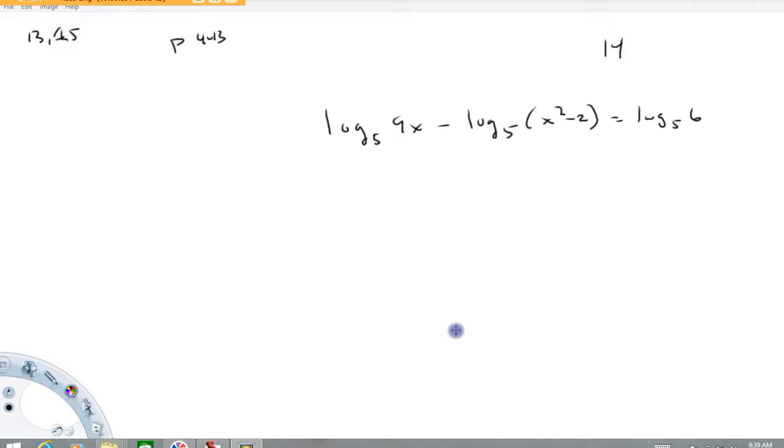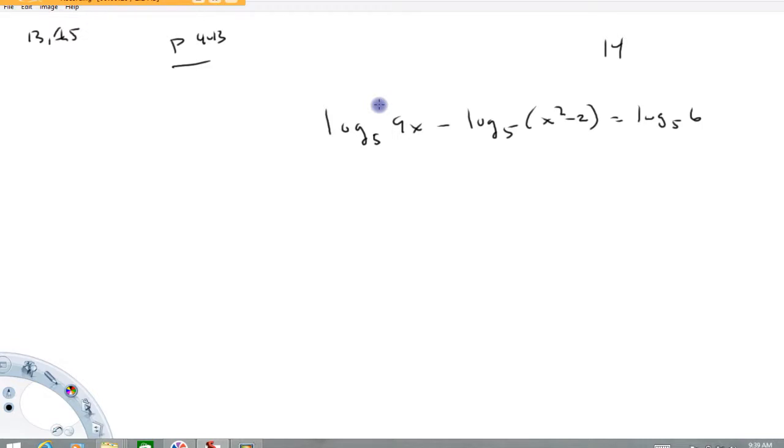I'm making this video to provide another example of solving equations involving logarithms. So we're going to take a look at number 14 on page 443. And here is the problem. It's kind of a messy looking thing.